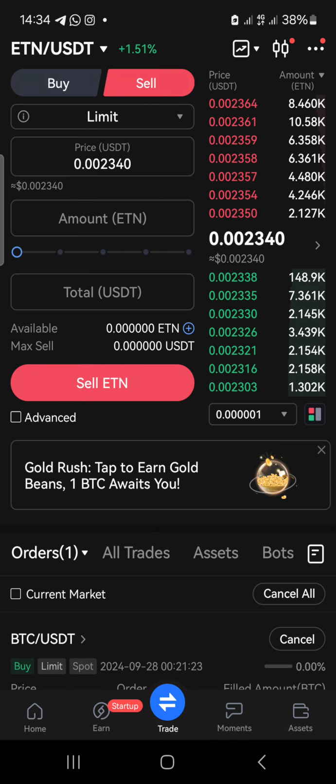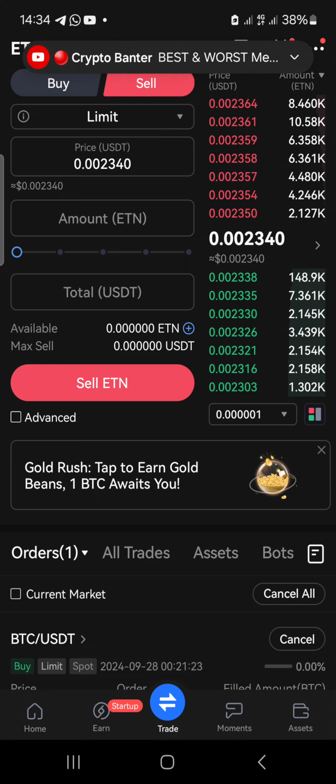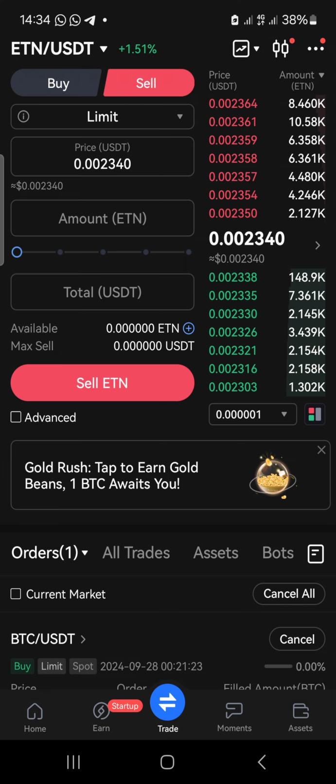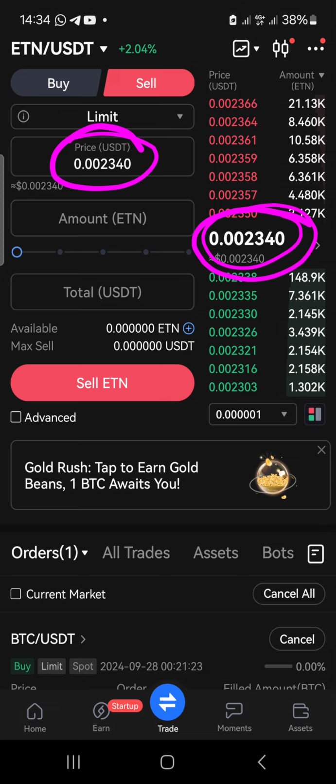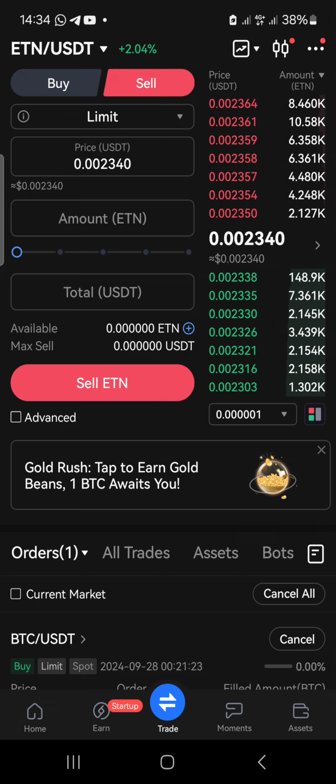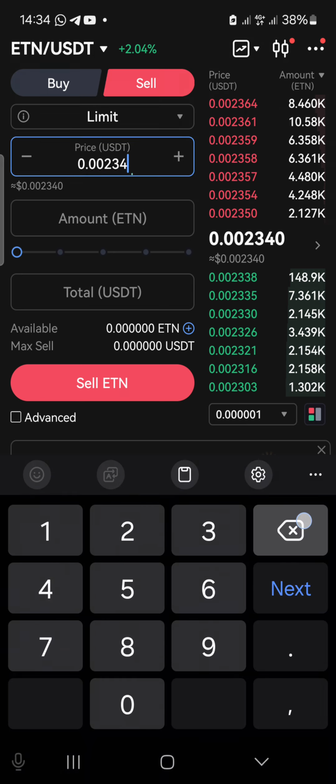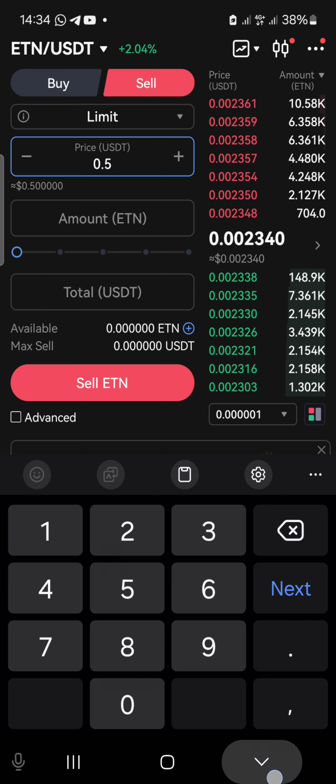Of course, before you set a sell limit on ETN USDT, you must already be holding ETN, and you want to give the market an order saying, if you get to a certain price, sell for me. The price here, which is going to be your exit price, has to be higher than the current market price. So let's say we are projecting, by way of forecasting, that ETN is going to rise to 0.5, and we want to set a sell limit. We want to tell the market to sell for us when the price gets to this place. So you're going to type that 0.5 there.